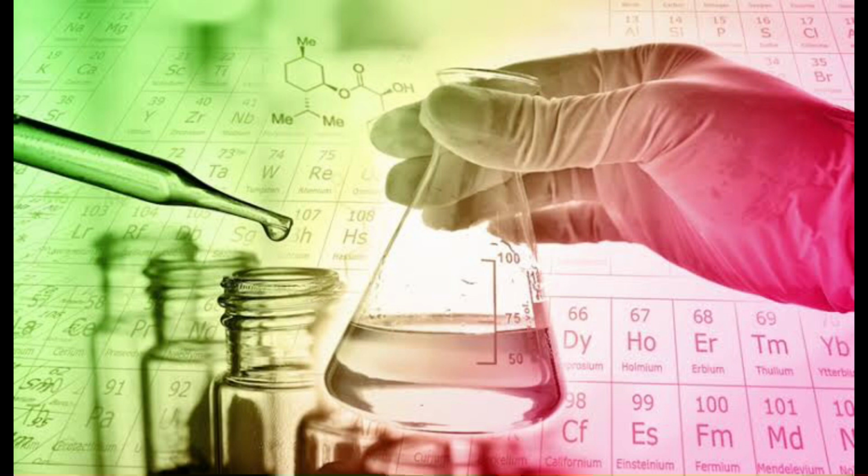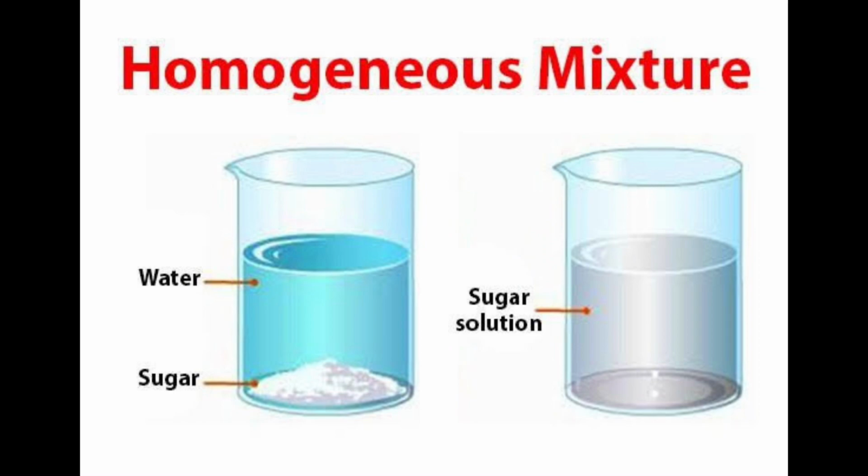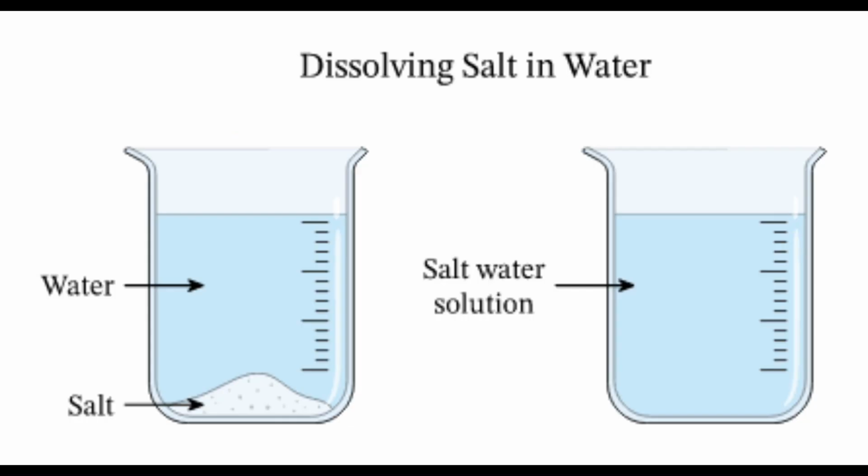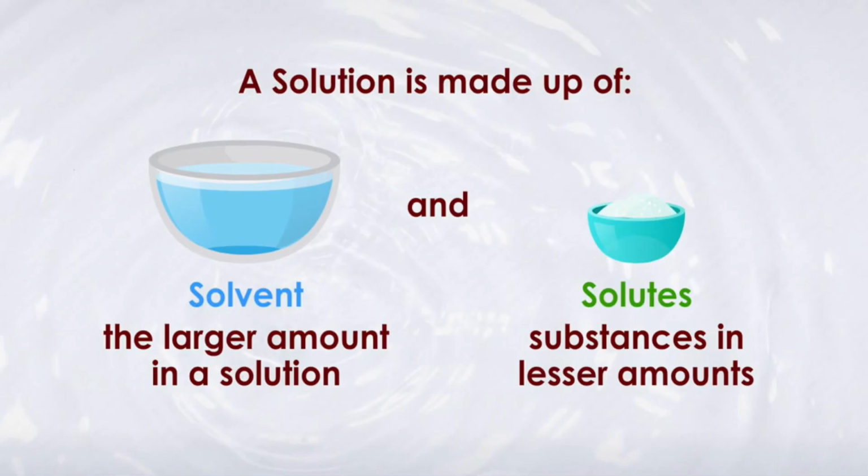Solute particles cannot be filtered out as their particle size is too small. Examples of solutions are sugar dissolved in water or salt dissolved in water. Usually the solute is present in lesser amount than the solvent.